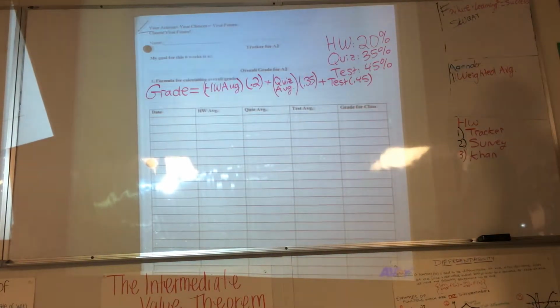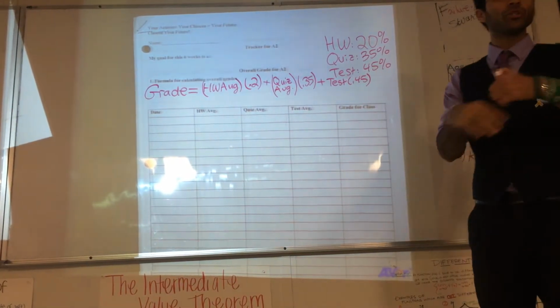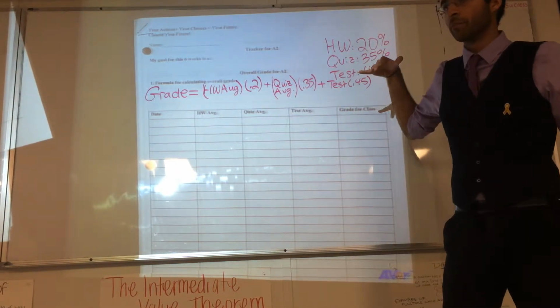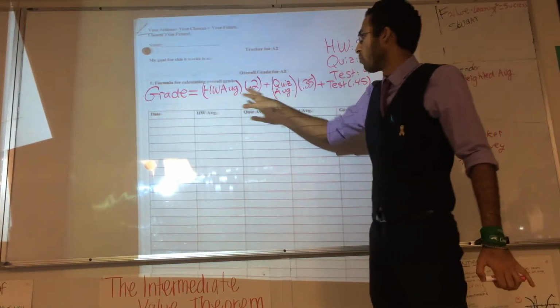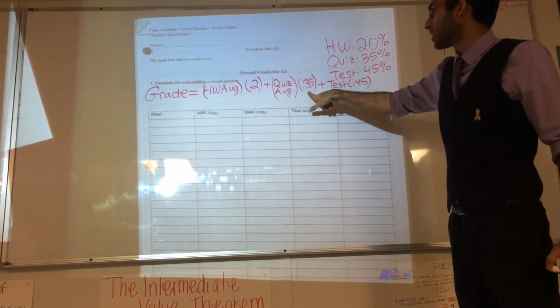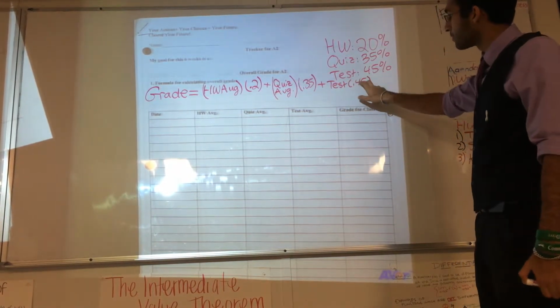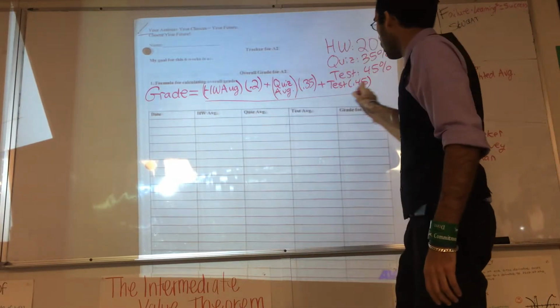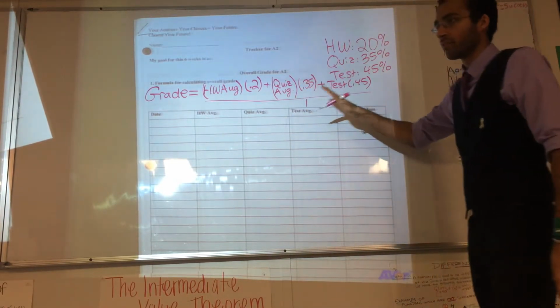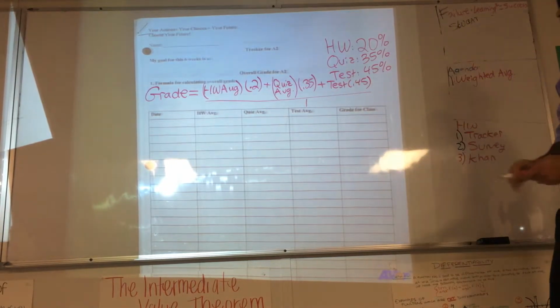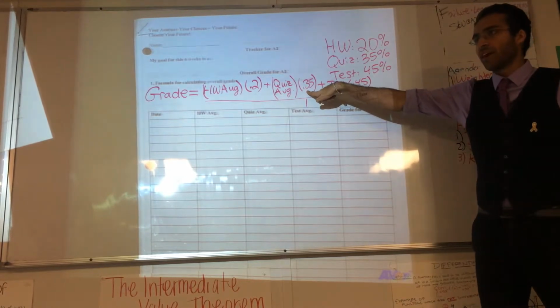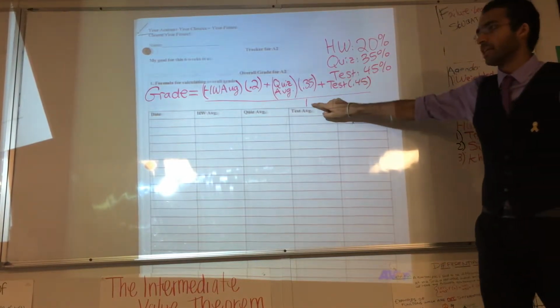Let me stop and see if there are questions on the formula. So we're doing a weighted average here. If we were doing just a regular average, we would just do homework plus quiz plus test divided by 3. We're not doing that. We're doing homework times 0.2 plus quiz times 0.35 plus test times 0.45. And really, we are actually dividing by 1. You don't need to write this in because dividing by 1 doesn't change the number. And why is it 1? Because 0.2 plus 0.35 plus 0.45 equals 1.